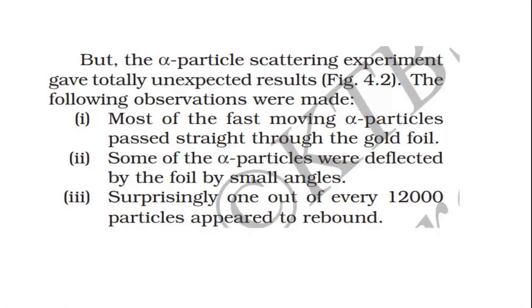See, actually, what he thought, he thought that alpha particles are positively charged, they're heavy, so they will hit the positive charge, as Thomson said, and they'll get deflected slightly because they're very heavy particles. That is what he thought. But he saw that most of the particles passed straight through the gold foil. Some of the particles were deflected by small angles, and some, that is 1 out of every 12,000 particles, appeared to rebound. So they go straight and they come back.